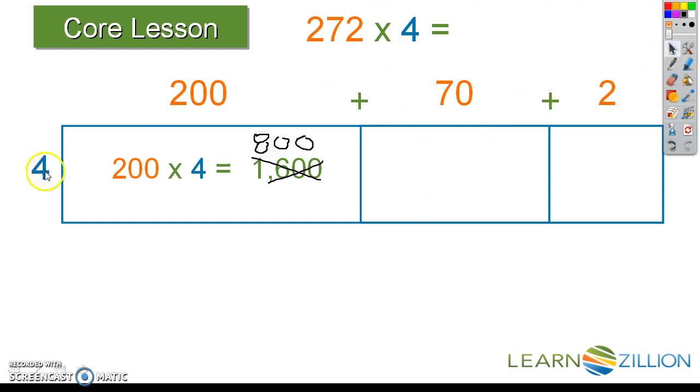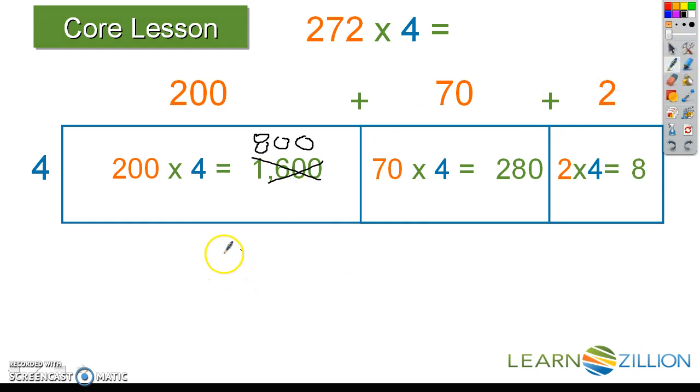Plus, so now we're going to do 4 times 70. So 7 times 4 is 28. Add the 0 and you get 280. And the last one is going to be pretty easy because 2 times 4 is just 8.